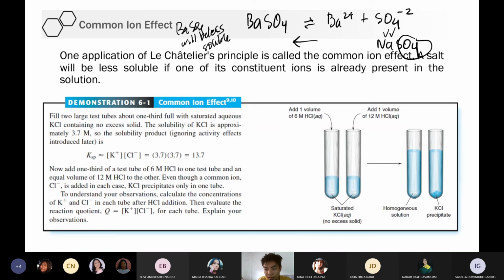Whenever you have a common ion effect, you have a common ion, pwedeng yung cation, pwede yung anion yung common, it will cause the salt to be less soluble because of Le Chatelier principle. Adding substances to the product side will shift the reaction towards the left. So if you add common ions to your solution, it will shift the reaction towards the left. Or, in other terms, your salt will be less soluble. Okay, so yun lang yung idea ng common ion effect.